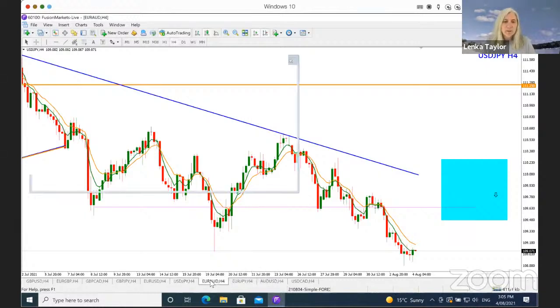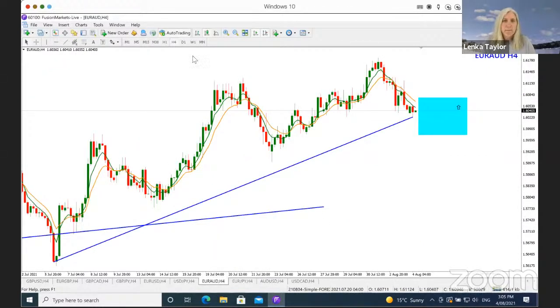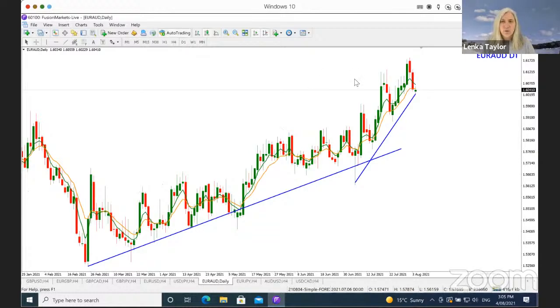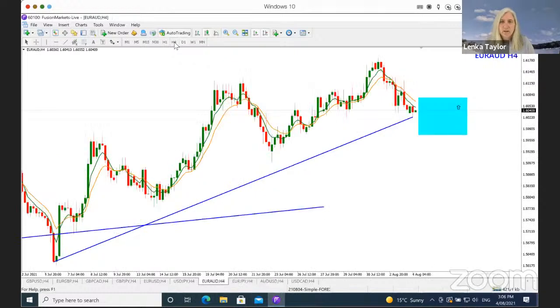Next currency pair I'm looking at is Euro AUD, and Euro AUD I'm looking for long. So it's just come off a little bit. On the daily, it's around that orange EMA. So looking for a turnaround there. Maybe tomorrow, I would like to see some sideways price action first, or a little bit of a further pullback, but sideways is fine, and then a reversal. And then after those patterns, I would be looking to take that opportunity and look for a long trade on this one.